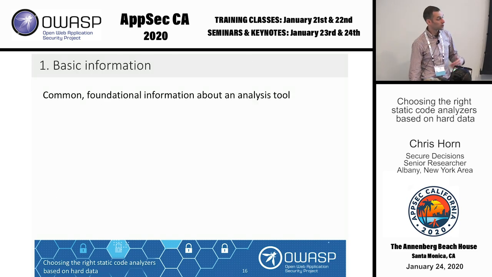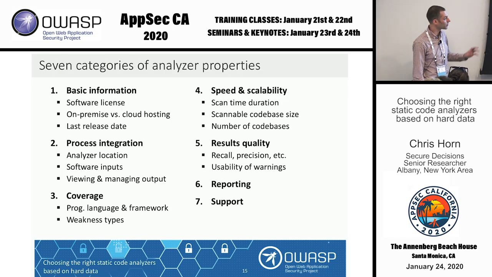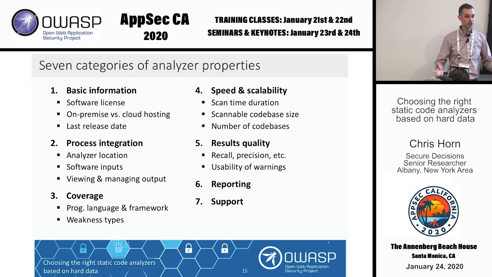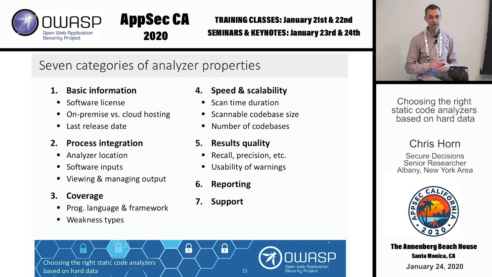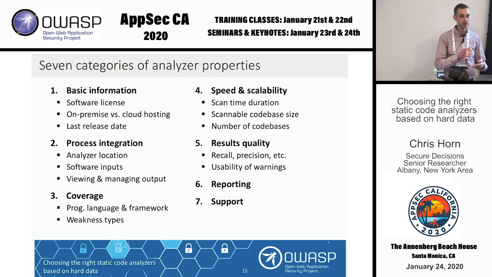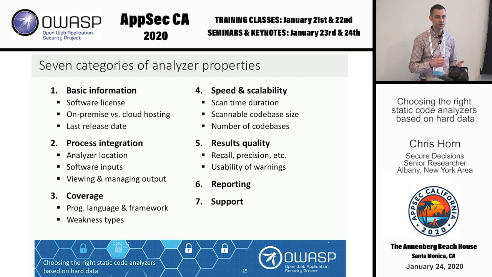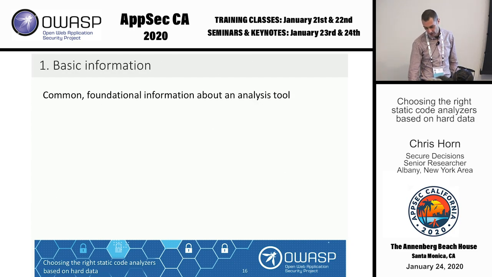So I'm pretty much just going to run through these categories. There are two main kinds of information in this taxonomy. There's information you can just ask about, question-based information about the analyzers, and then there's a set of information that you need to actually generate, calculate and measure. When we're looking at results quality, you have to run those analyzers in practice against test suites and see how well they detect issues, so there's a lot of work involved in that. The rest of these categories are more questionnaire-based. You can just ask, what does it support, and that kind of thing.